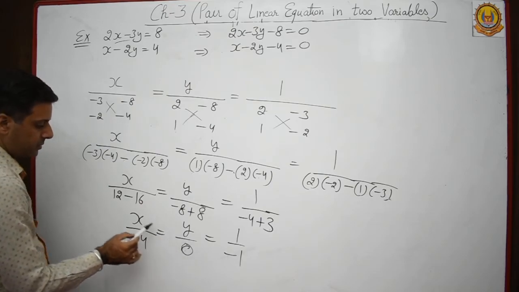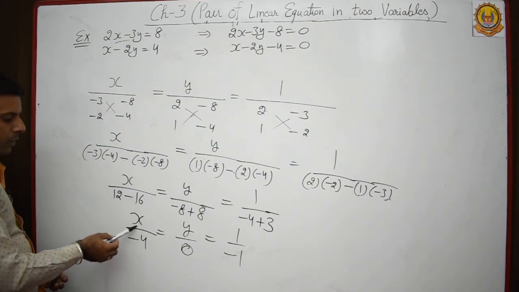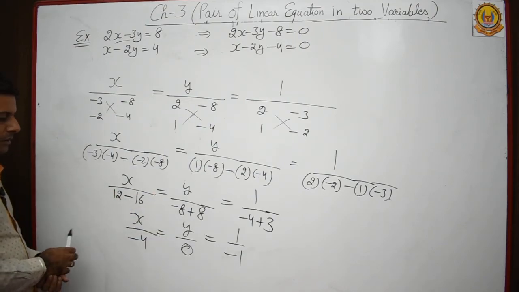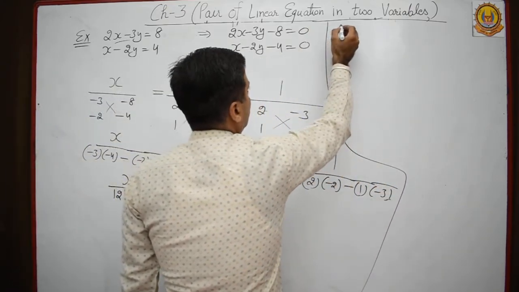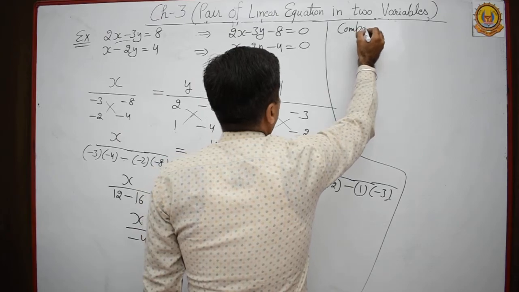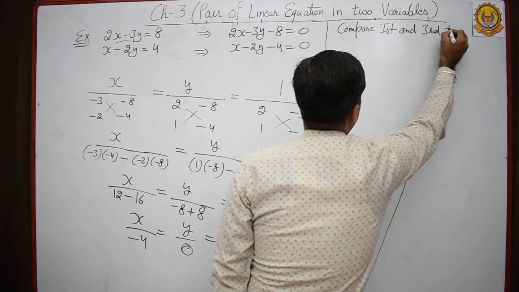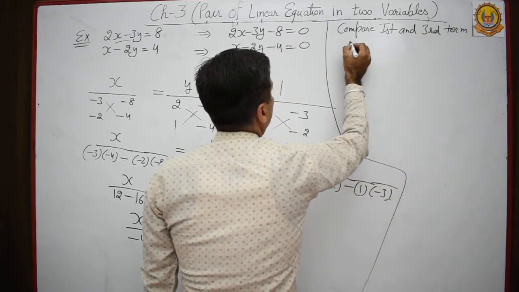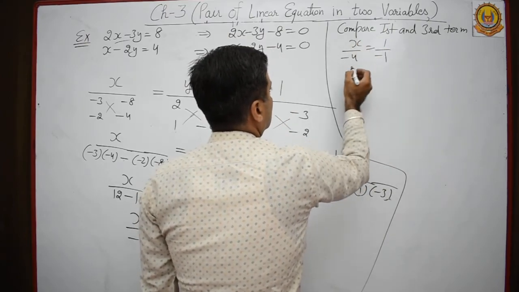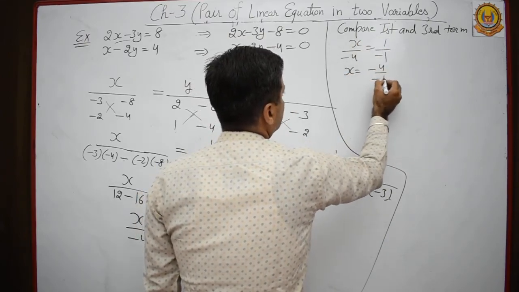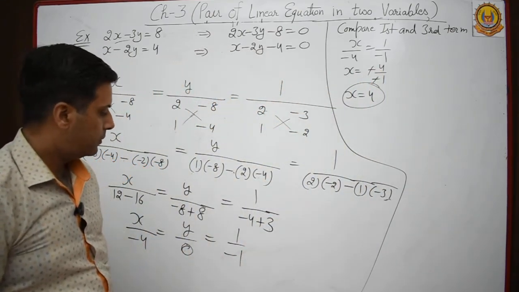Now you have 3 terms, 1, 2 and 3. Now you have to compare these 3 terms one by one. All these 3 terms are equal. So firstly take the first and last term, compare the first and third term. So take x by minus 4 equal to 1 by minus 1, then cross multiply. So you will get x equal to minus 4 by minus 1, and x equal to 4. So the answer is verified, x equal to 4.